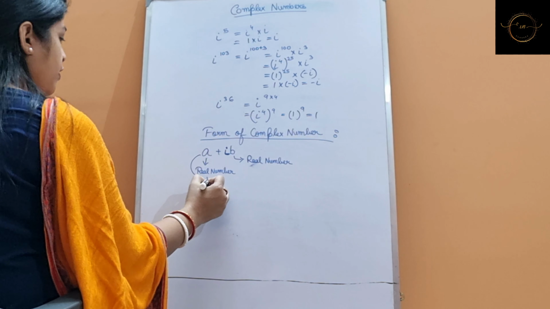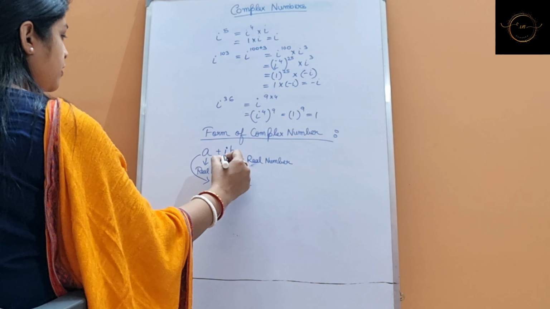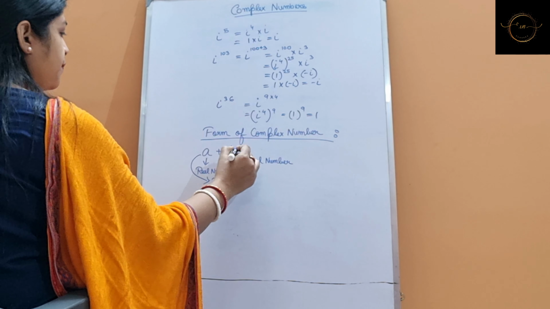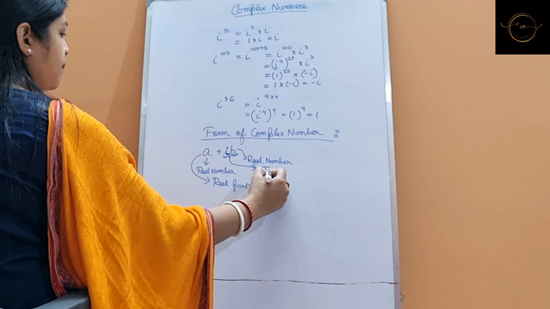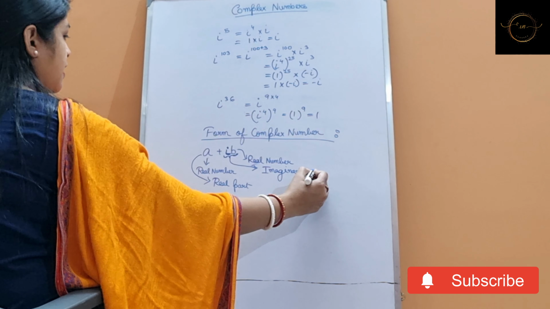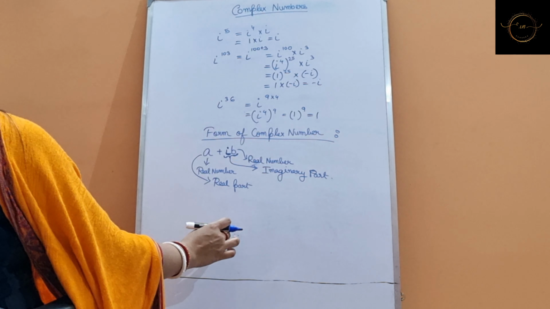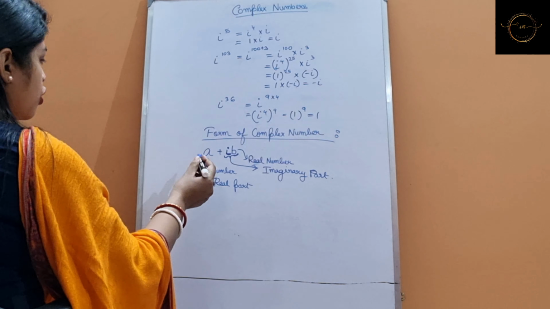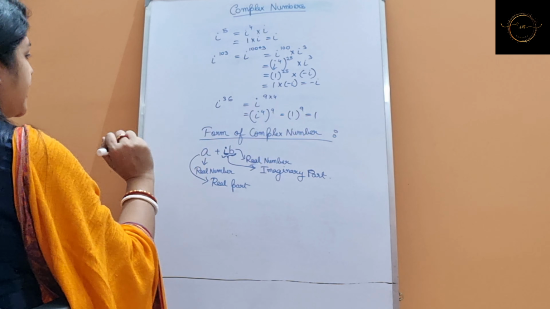So this part we will call the real part. Only b is a real number, but if you take the whole part, we will name this the imaginary part of the complex number. We will term this part ib as the imaginary part of the complex number. Now a is not the imaginary part, no i should be written with a, but b can be.